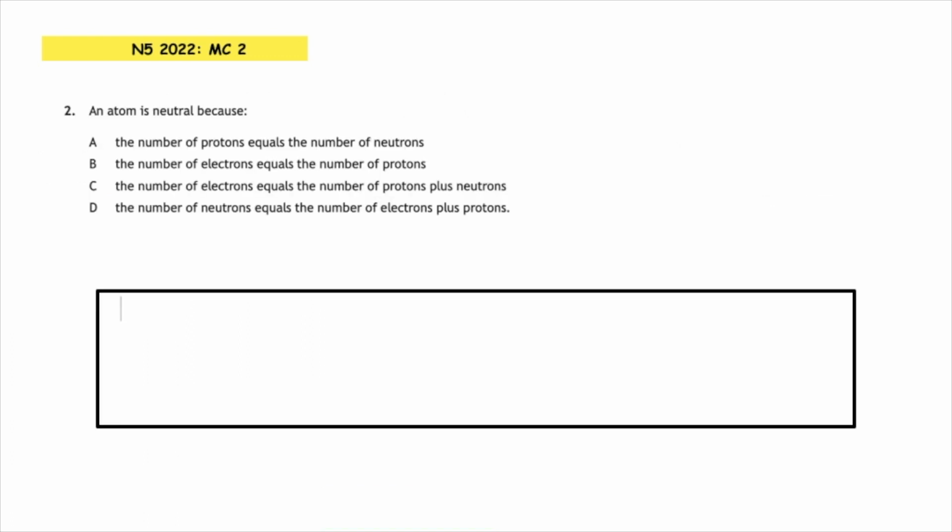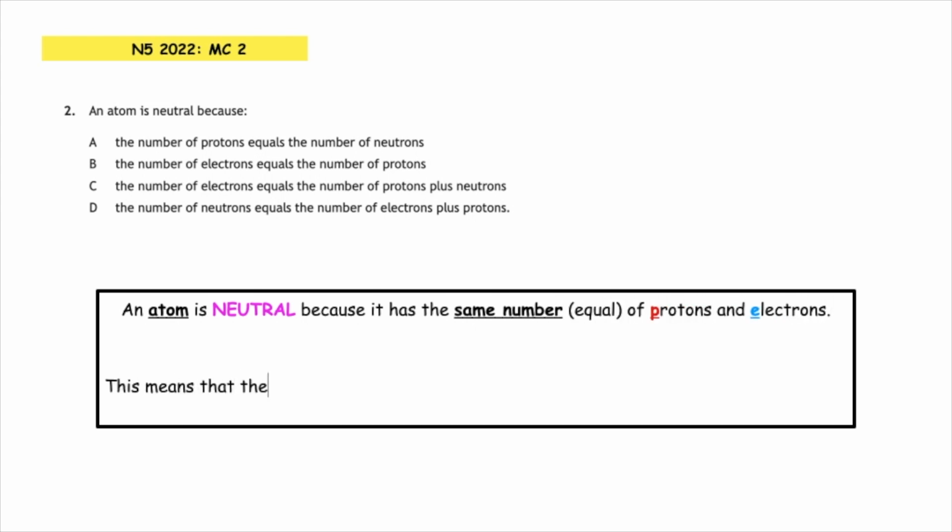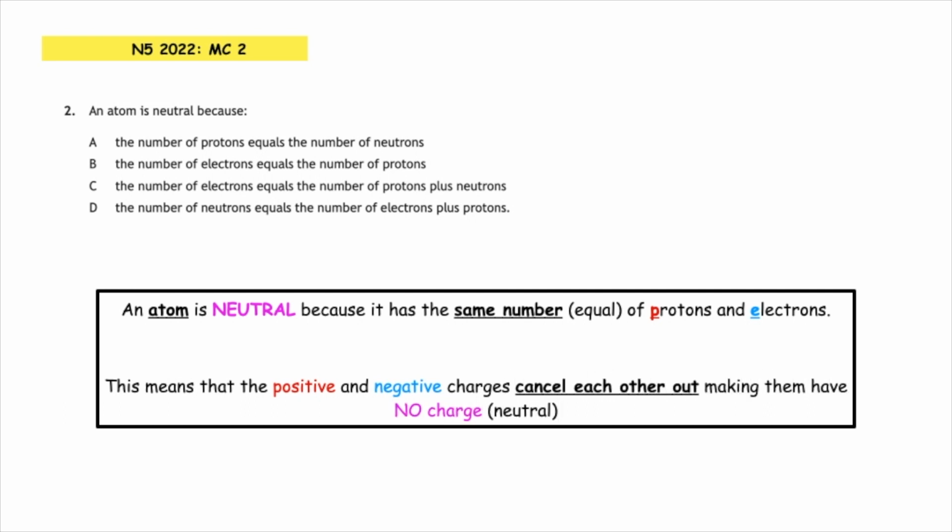Multiple choice 2, an atom is neutral because it has equal numbers of protons and electrons. This means that the positive and negative charges cancel each other out, making them have an overall charge of 0. So the correct answer to this is multiple choice answer B.